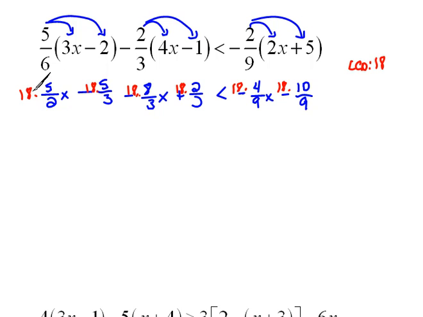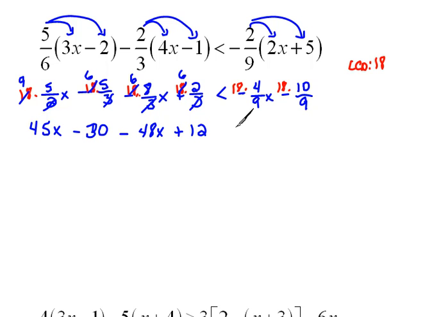So now 2 will go into 18 9 times. 9 times 5 would be 45x. 3 goes into 18 6 times, so that's going to be a minus 30. 3 goes into 18 6 times, so that's going to be a minus 48x. And 3 goes into 18 6 times, so that's going to be a plus 12. Less than. 9 goes into 18 2 times, so that'll be a minus 8x. And 9 goes into 18 2 times, so that'll be a minus 20.